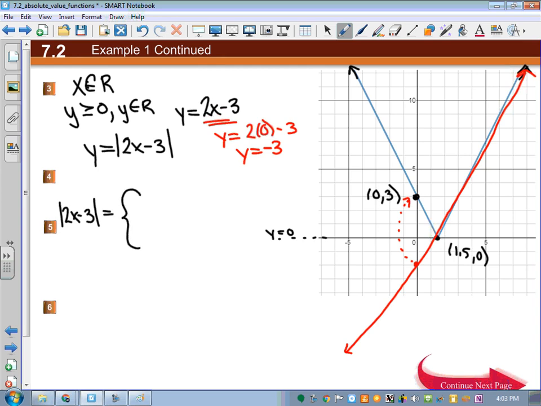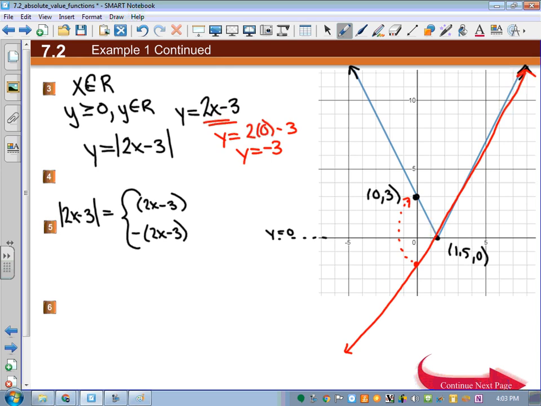If we take the absolute value of a positive, it is the exact same expression. So 2x minus 3, untouched. If it was negative, we would multiply whatever 2x minus 3 gave us by the negative up front. The last part of the piecewise function is that we have to, and we can use the graph for this, identify what values of x make 2x minus 3 positive and what values of x make 2x minus 3 negative.